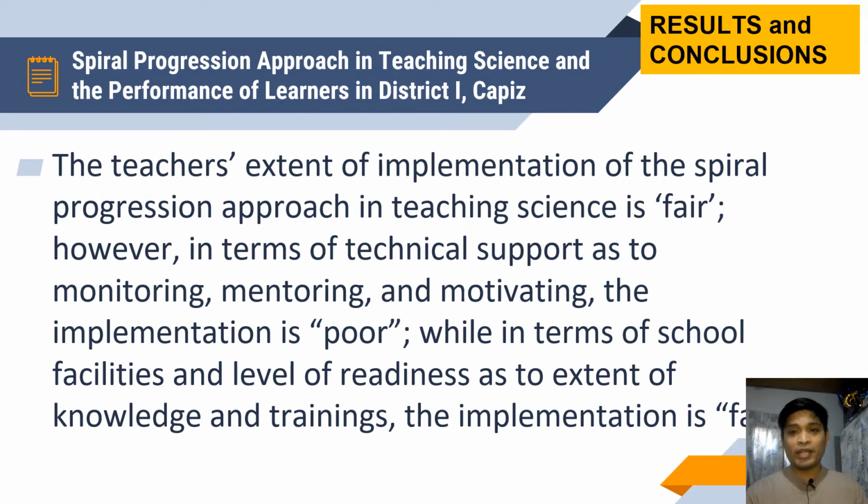The results and conclusions. The teachers' extent of implementation of the spiral progression approach in teaching science is described as fair. However, in terms of technical support as to monitoring, mentoring, and motivating, the implementation is poor, while in terms of school facilities and level of readiness as to extent of knowledge and trainings, the implementation is fair.